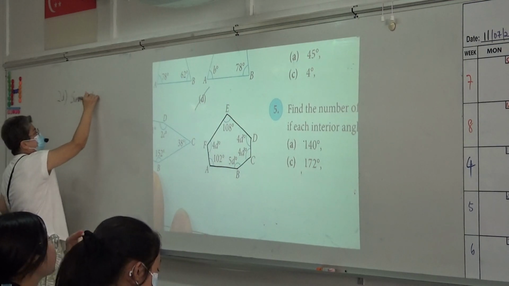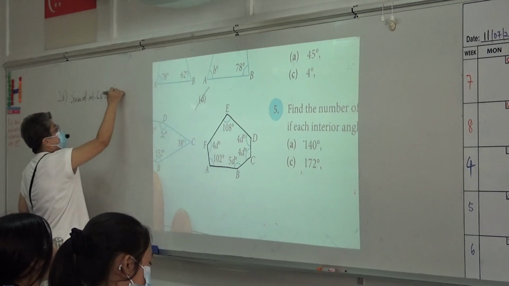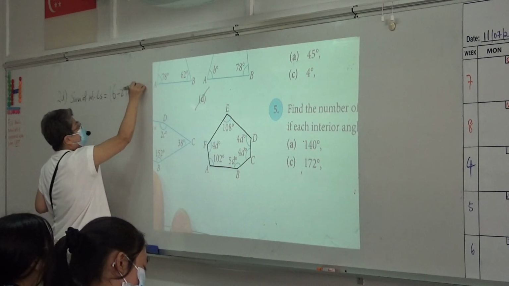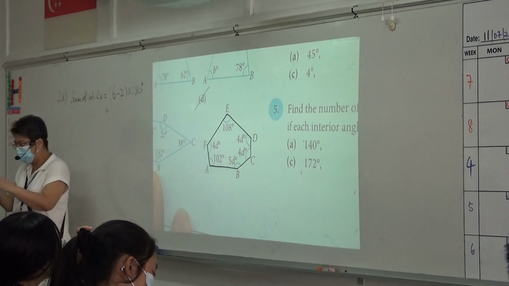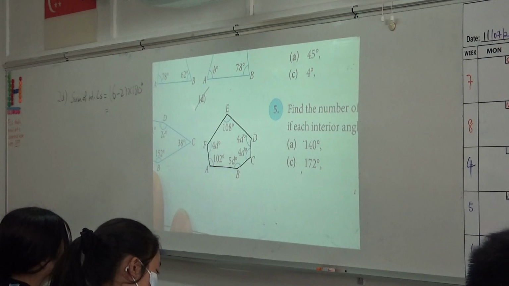Sum of interior angles will be 6 minus 2 times 180. I want you to write down this answer. All of you. Now.